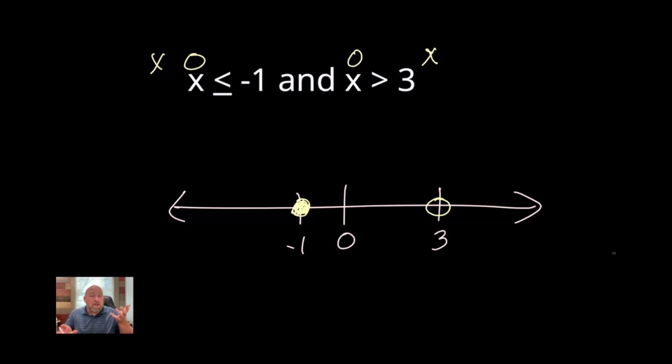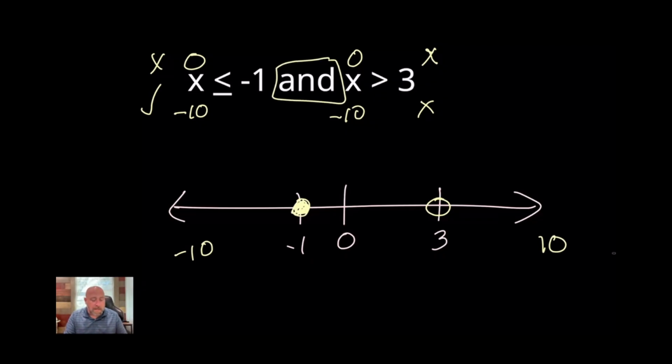Okay. So where is the solution? Well, let's test some other things. Remember, I like to test the -10 and the +10. Those are just easy ones that are outside of our range. So if we test the -10, -10 is less than or equal to 1. That is correct. And then we come over here and say -10 is greater than 3. No, -10 is not greater than 3. So the -10 does not work. Remember, I said it has to work on both sides because of this word and.